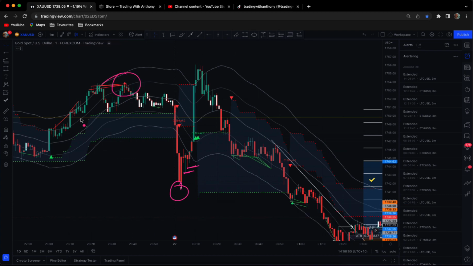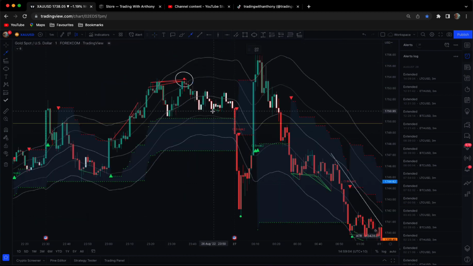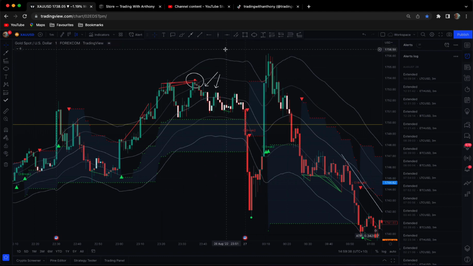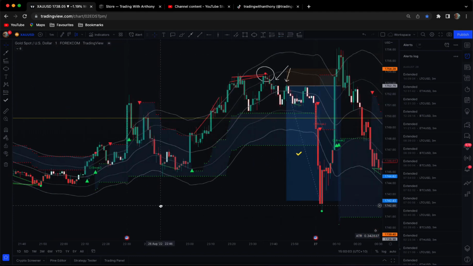Now here's another one here. There's your signal. We're looking for lower high. Not really a lower low, but lower high followed by this one here. Lower high followed by another lower high. You may or may not have read that and taken it. But if you did, kudos to you.